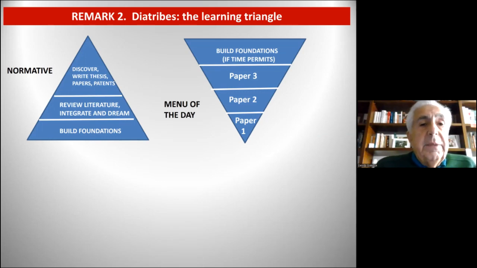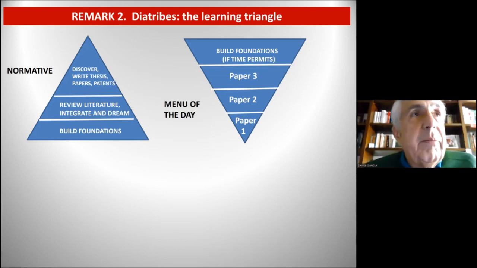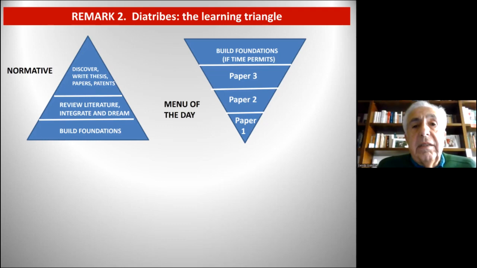Things have changed. This learning pyramid has been inverted, so now PhD students are accepted into a program. They see an advisor, and the advisor tells them, in year one, you have to write paper one about this. In year two, you have to write paper two about this. Paper three, and then once you are done, if you have time, build foundations. So most people then have to take a postdoctoral or several postdoctorals, and then the system self-reproduces itself, producing an incredible amount of literature that is not all uniformly useful.